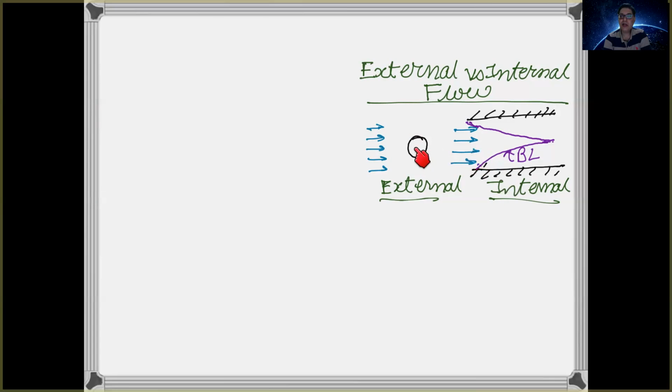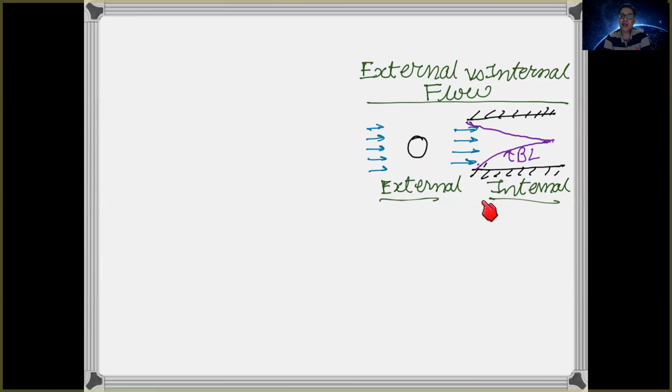Note that the fluid is flowing external to this surface. In this case, the fluid is flowing inside a pipe, where these are the solid surfaces of the pipe or a channel. So the flow is internal to a pipe. Here it is external to an object. That's why they are called external and internal flow.